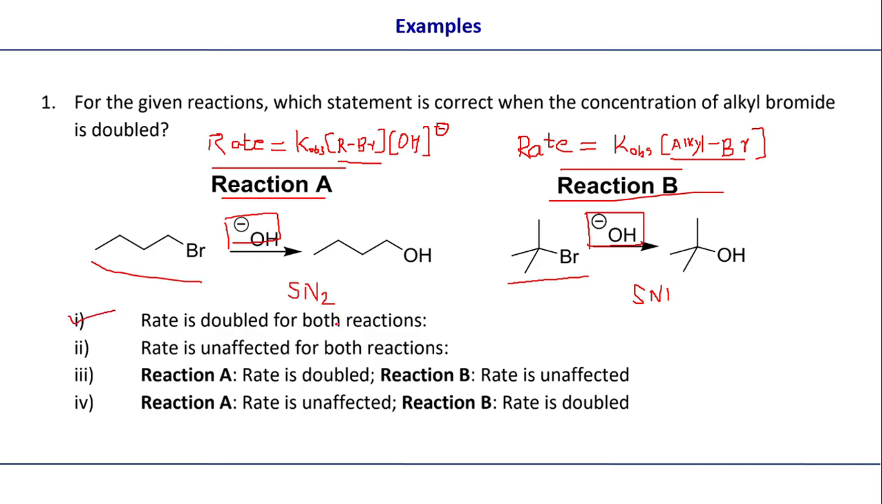All of you got it? I hope all of you understood. So your answer will always depend on the question. If instead of alkyl bromide, OH minus was given here, then the answer would become the third one. But here alkyl bromide concentration is given. That means both the rates will change here. Okay. Now next question.